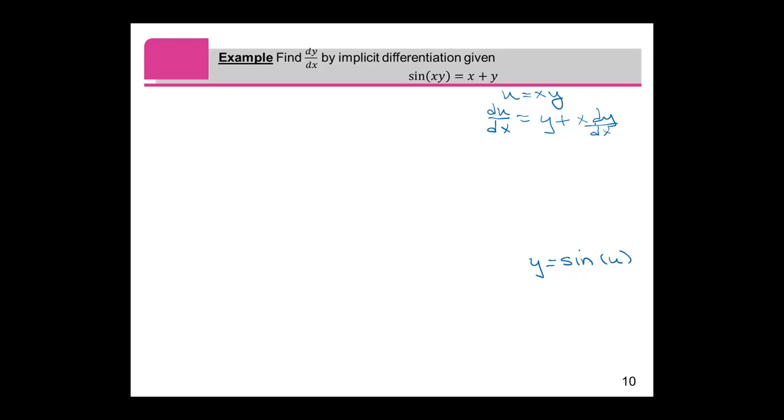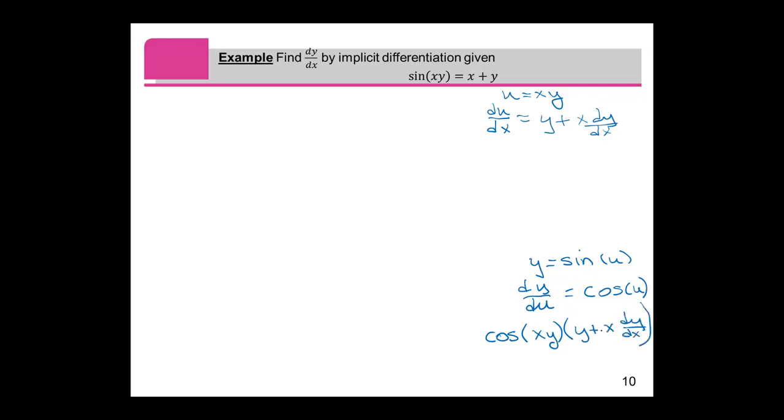And then now we have to do the derivative of y, which is cosine of u. Perfect. So now we can put this together. We get cosine of u times y plus x times dy over dx. So u is equal to xy. Oh, my bad, xy. Okay. And then times y plus x times dy dx. Good.